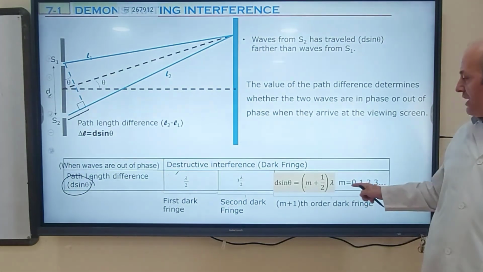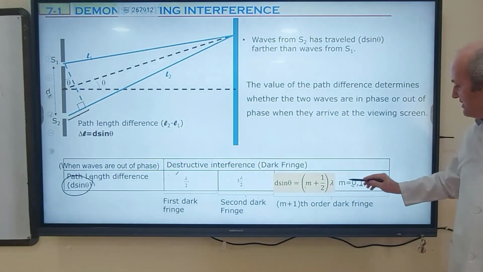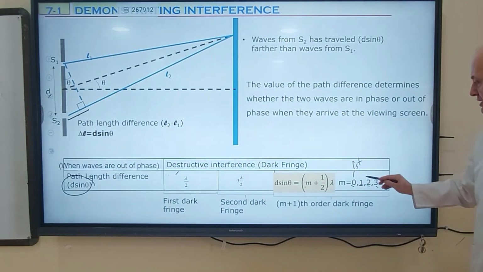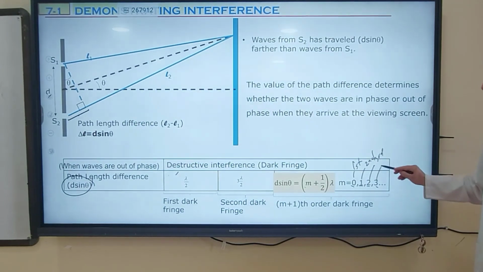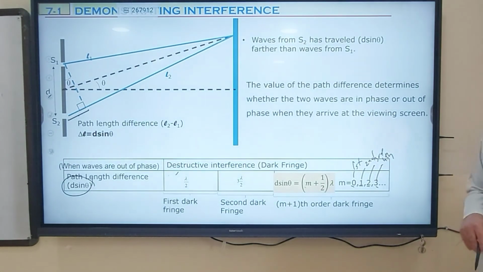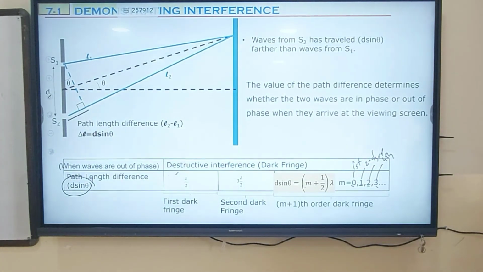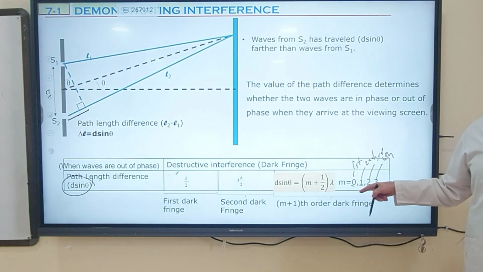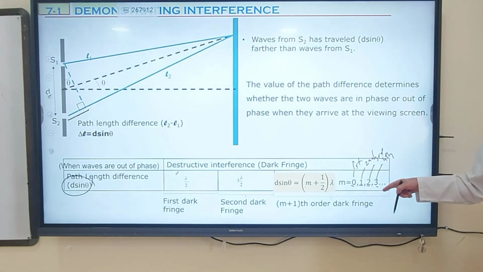Instead, if you write 0, the order is 1 greater: first order. This is for first order, this is for second order, this is for third order, this is for fourth order, and so on. So, if the question is to write the path length difference equation for first order, instead of m, you are going to write 0. For second order, instead of m, you are going to write 1. For third order, 2. For fourth order, you are going to write 3.